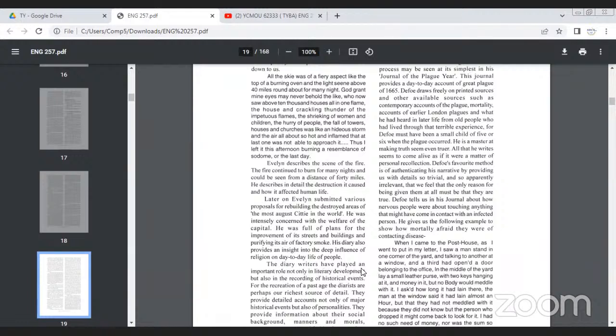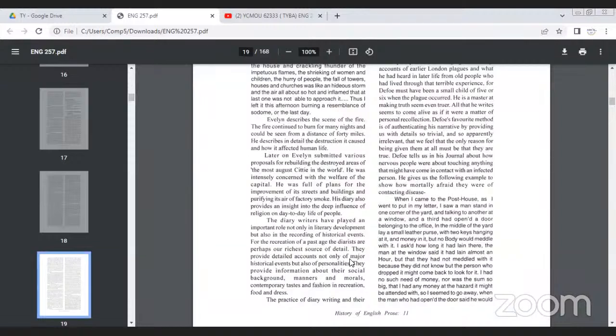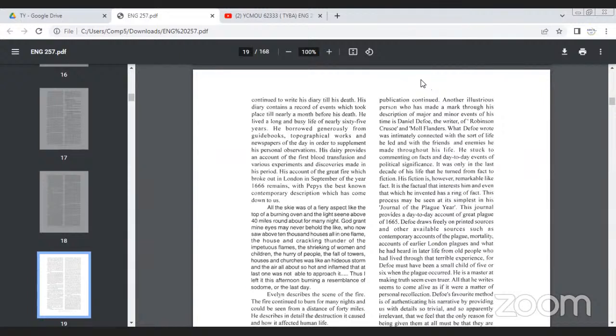The diary writers have played an important role not only in literary development but also in the recording of historical events. For the recreation of a past age, the diaries are perhaps our richest source of details. They provided detailed accounts not only of major historical events but also of personalities, and information about their social background, manners and morals, contemporary tastes and fashion in recreation, food and dress. The practice of diary writing and their publication continued.